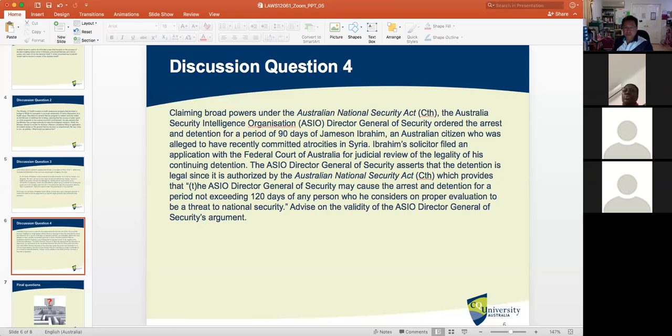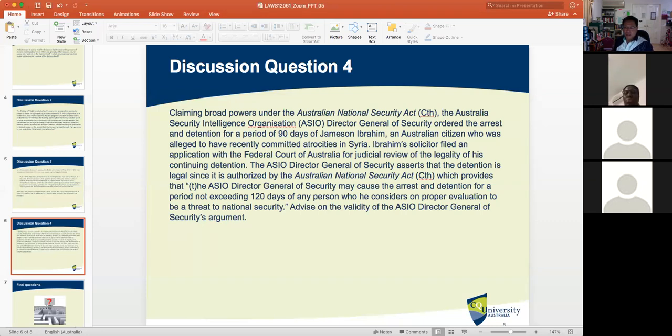Sorry, what case was that? Chu Keng Lim versus Minister of Immigration. Was that referred to in the notes for this week? I'm not sure. It could be. Yeah. It's probably in the book. I'm not sure if it was referred to in the notes, though. Okay. Yeah.